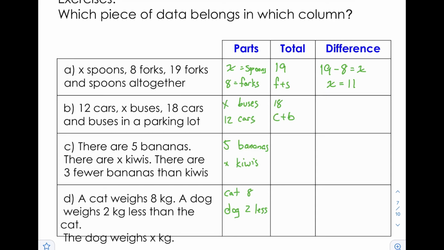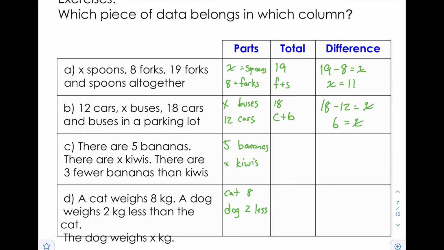Now that we're back, we are going to use equations to solve for the variables, the missing numbers. So 12 cars, x number of buses, we have 18 cars and buses together. So if I do 18 minus 12, so 18 cars and buses minus 12 cars will give me the number of buses. 18 minus 12 is 6. So that is our missing number. The next one's a little trickier.